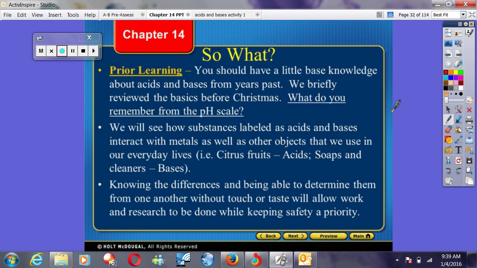For example, citrus fruits, really any kind of fruit, is going to be considered an acid. And we'll talk about how and why. And anything that's a soap or cleaner will be known as a base. Usually when you talk about what we eat, we're going to eat more of the acid things than the base things, and we'll talk about why that is, how that works. But knowing the difference and being able to identify an acid or base without touching, tasting, or smelling, in a safe way, is going to be our priority for the week.